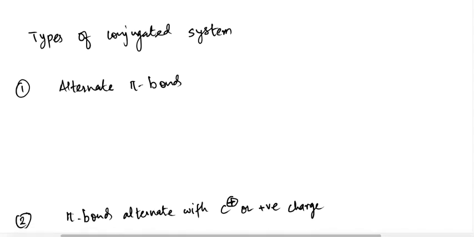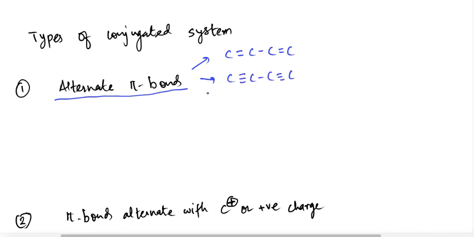So first and very popular one is alternate pi bond. Whenever you have alternate pi bond in any molecule, you can say that resonance will occur. For example, if you have alternate double bond, C double bond C. I'm not showing all the bonds associated with every carbon, but the tetravalency is of course satisfied for all the carbon. So you can have alternate double bond, alternate triple bond, or maybe alternate double and triple bond.